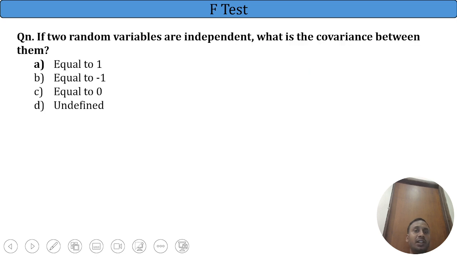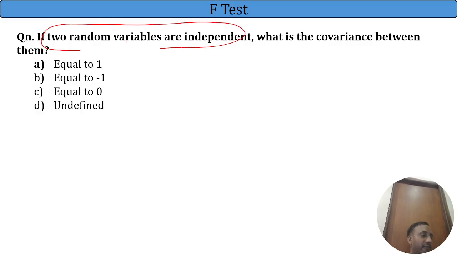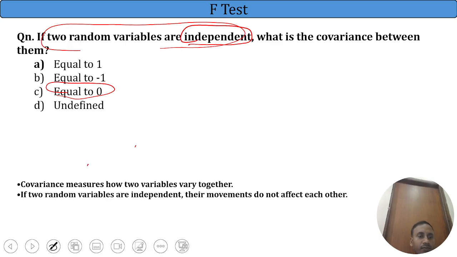If two random variables are independent, what is the covariance between them? Independent random variables means no covariance. It means it is equal to 0. By the term itself, variance is something that spreads out. Covariance measures how two variables vary together.